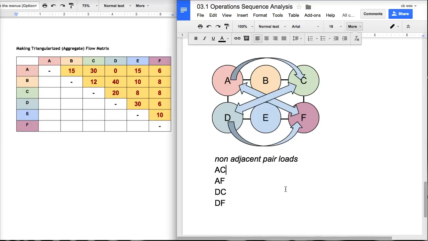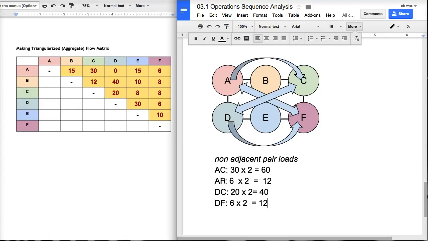What I want to do now is get a particular load based on the product of the amount of traffic going between the two parts of each pair, and the distance that the people are traveling. For instance, A and C. The amount of traffic between A and C is 30, and I can see that from my triangularized flow matrix. So that's 30 multiplied by the distance, which as we previously identified is 2. The product of those is 60. And I do that for each of the different pairs.